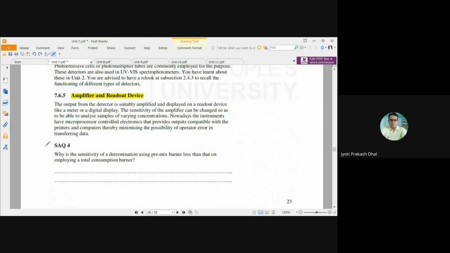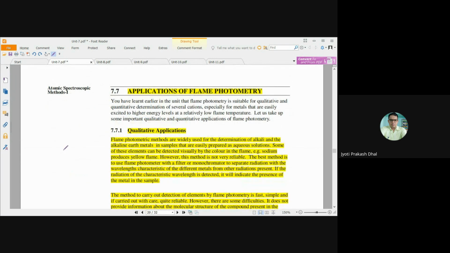Now coming to the amplifier and readout device. The output of the detector is suitably amplified and displayed in the readout device like a meter or a digital display. The sensitivity of the amplifier can be changed so as to be able to analyze samples of varying concentration. Nowadays, the instruments have microprocessor control electronics that provide output compatible with printers and computers, thereby minimizing the possibility of operation error in transferring the data. Now coming to applications of flame photometry.